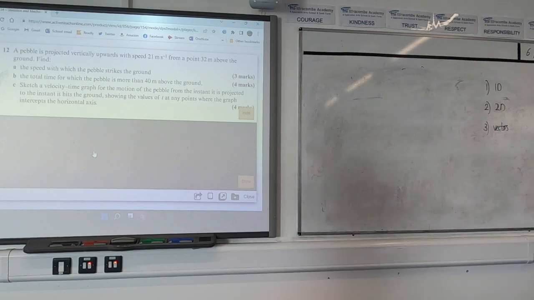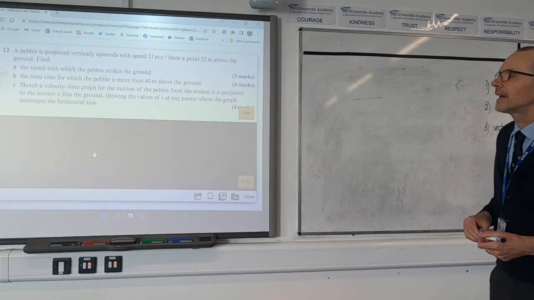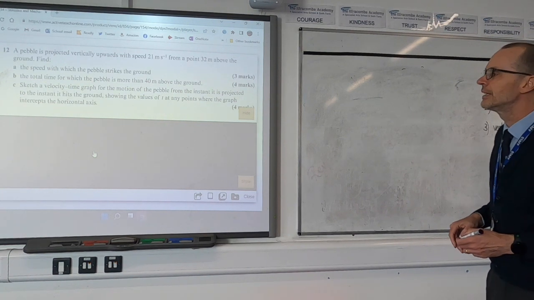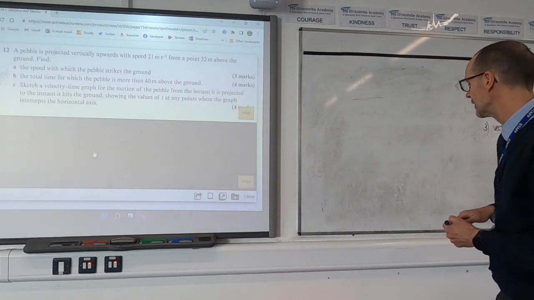So we're starting with Suvat in one dimension, and we're not going to do the velocity-time graph, we're just going to do A and B. The formulae, remember, are on the formula sheet.